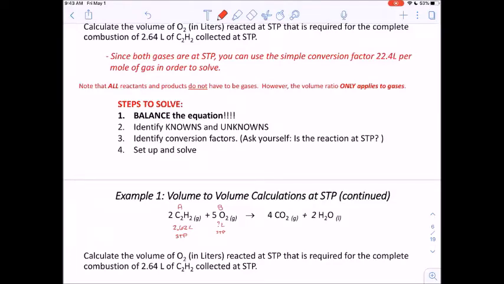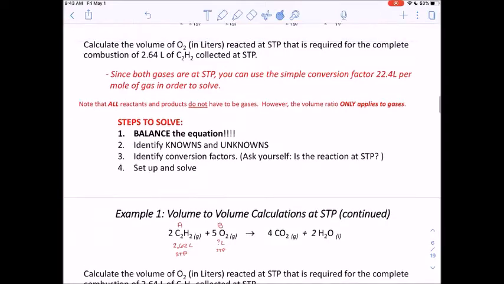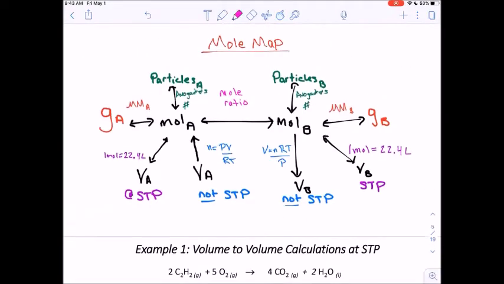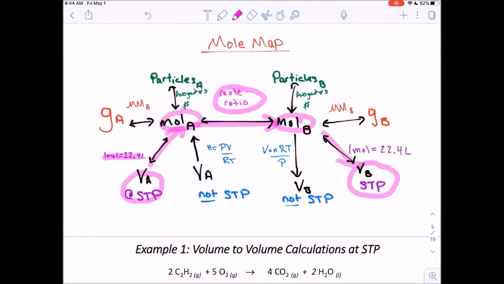So now that I know my A and B, I can refer back to my chart, and I'm going from, if we highlight here, my volume of A at STP all the way over to my volume of B at STP. So my first conversion factor is going to be 1 mole is equal to 22.4 liters. That gets me to moles of A. Then I'm going to use the mole ratio from that balanced equation. That gets me to moles of B. And then I'm going to use the last 1 mole over 22.4 liters, or reverse actually, 22.4 liters over 1 mole, to get me to the volume of B at STP.